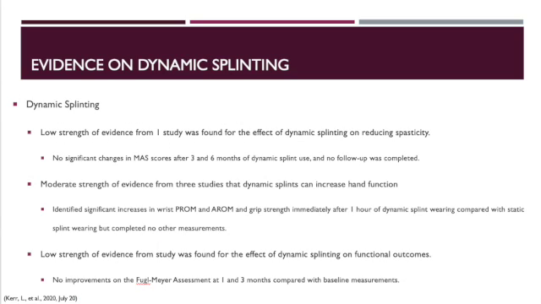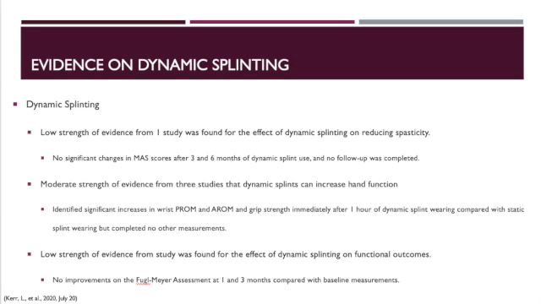Looking at the same systematic review, evidence found on dynamic splinting was also rated from low to moderate. There were no significant changes in the modified Ashworth scores after 3 and 6 months of use, according to one study in the review. Another found moderate evidence as wrist passive range of motion, active range of motion, and grip strength increased significantly immediately after 1 hour of dynamic splint wearing compared to static splint wearing. However, no other measurements were taken, and it was only 1 hour of wearing the splint.